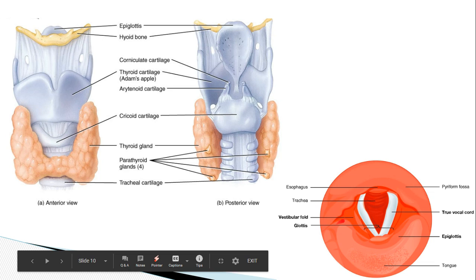And then there are these little things over here called the vestibular folds. These are called the false vocal cords. The reason is that they're also folds, but they don't actually produce sound. These are used to catch food or any sort of foreign object that goes down your throat. You stop and catch it here.